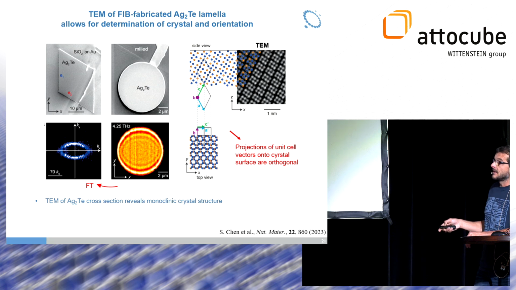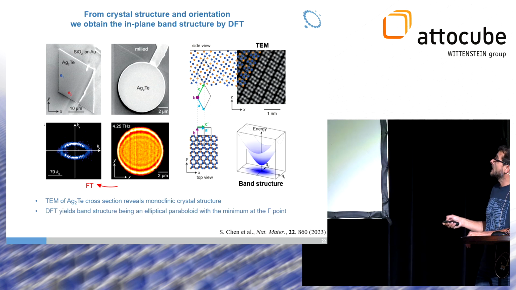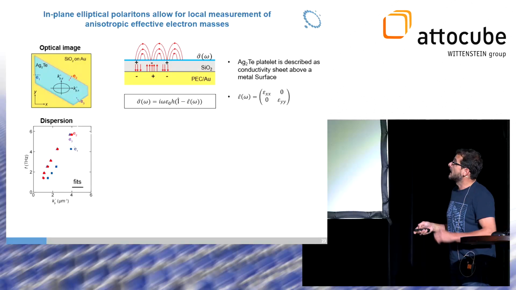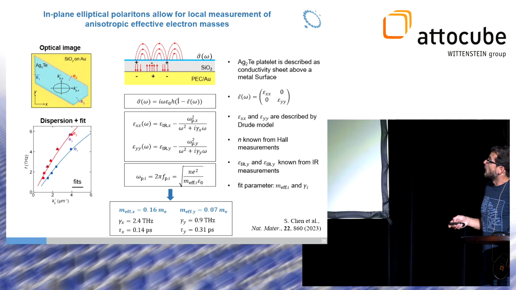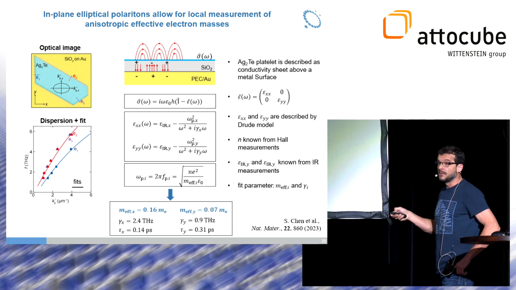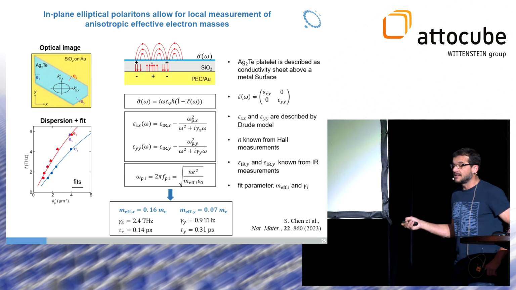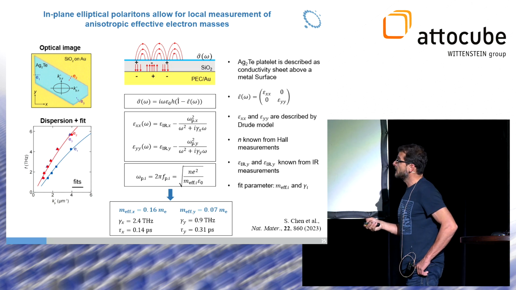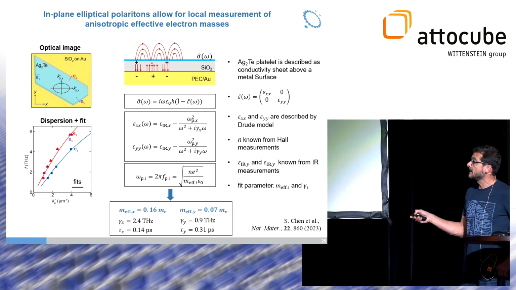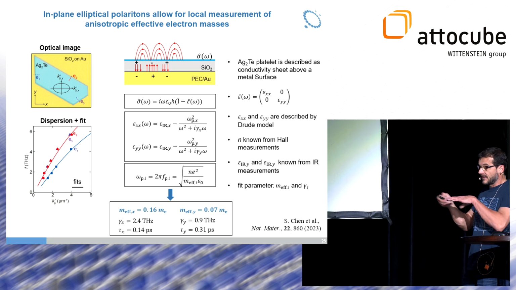Now, having that, we can do DFT. And from DFT, we found that we have a parabolic band structure with a band minimum at the gamma point. So that behaves very nicely as a metal. And that's the last slide that I want to show. By modeling this via an anisotropic permittivity tensor, assuming a Drude model, and knowing the carrier density from Hall measurements, we can extract the in-plane effective masses in exactly these directions.